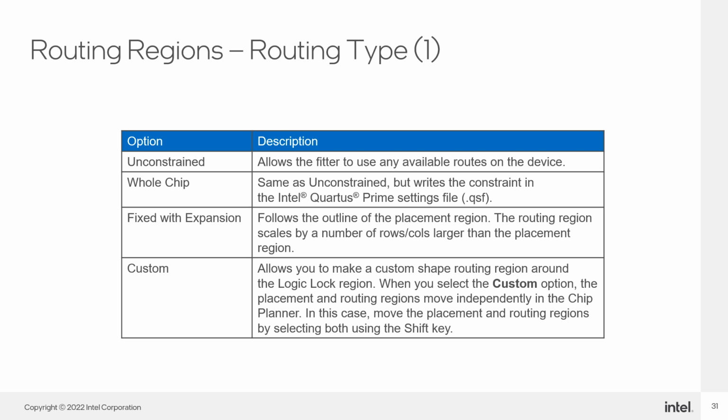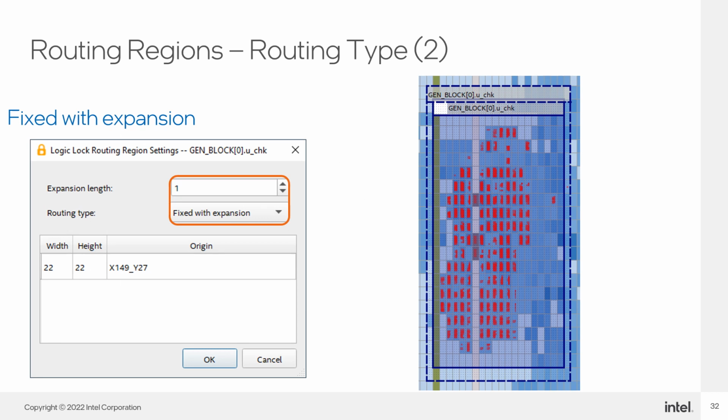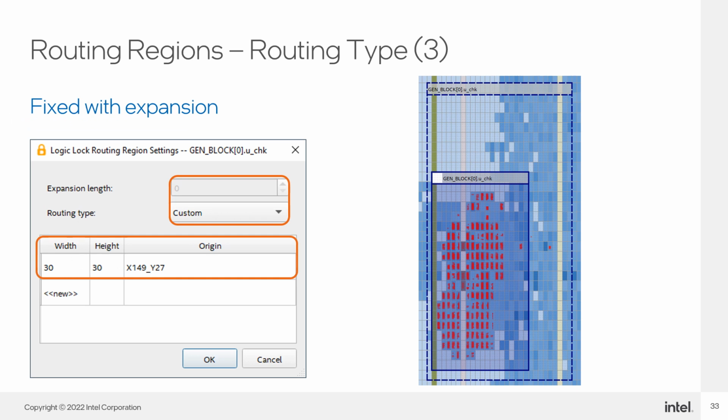There are 2 types of routing region constraints: fixed with expansion and custom. The fixed with expansion length routing region adds the number of LABs specified around each side of the logic lock region. The expansion length has to be at least as large as the logic lock region itself. The custom routing region allows you to create a rectangle that is at least as large as the logic lock routing region, but the additional LABs on each side can vary, as opposed to the fixed with expansion where the addition was the same for each side.